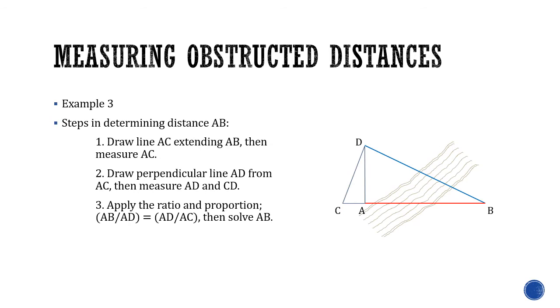Now, for example 3 naman, suppose na meron kang river sa gitna. So, ito yung gagawin natin, no? So, you want to determine ulit yung A and B. Okay, so what you can do is to, sabi dito, draw a line AC extending AB, then measure AC. So, class, at the end, AB, alam mo yung direction niya, pero hindi mo ma-measure yung distance. Okay, so what you can do is to project, no? So, project mo backwards.